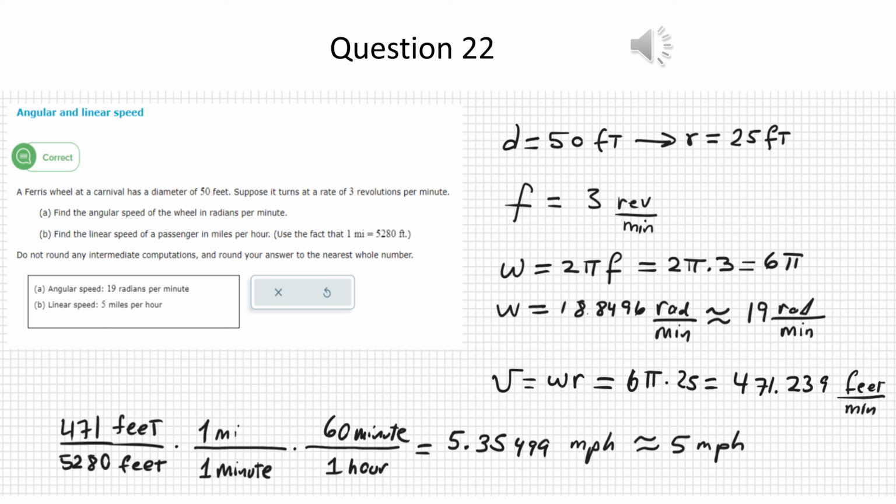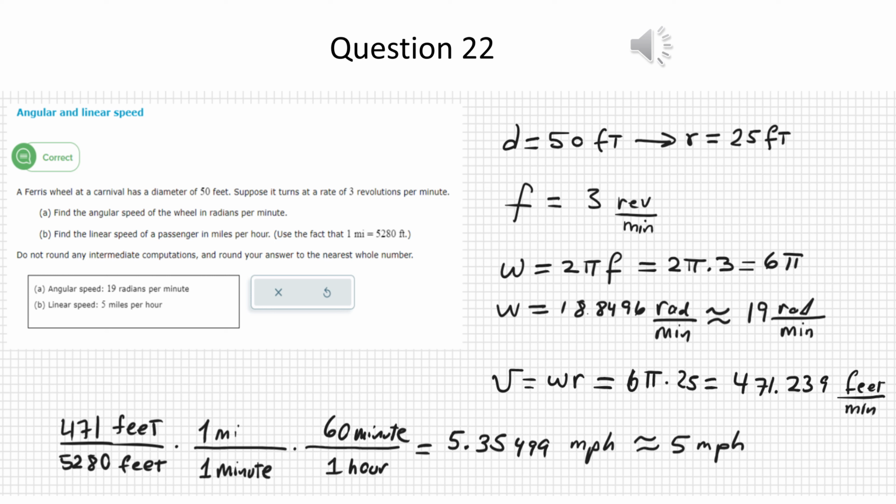However, you get feet per minute, but they want miles per hour. Okay, this is a unit conversion. Unit conversion is relatively easy if you know that 1 mile is 5,280 feet. So the answer I got was 471.239. No rounding, no truncating. You copy exactly the same, divided by 5,280 and multiplied by 60, because the conversion from minutes to hours is 60 minutes is 1 hour. You get the decimal. They want only a whole number, five miles per hour.